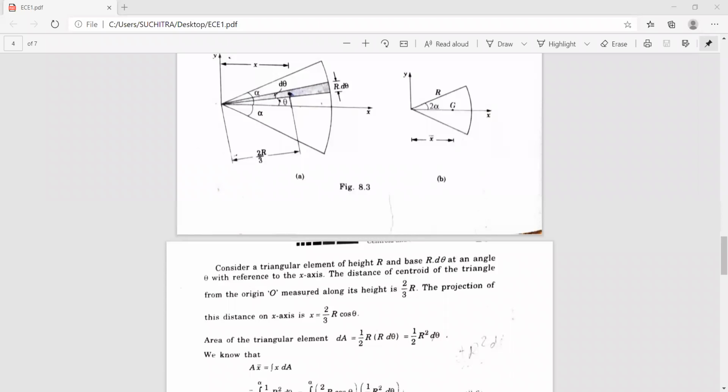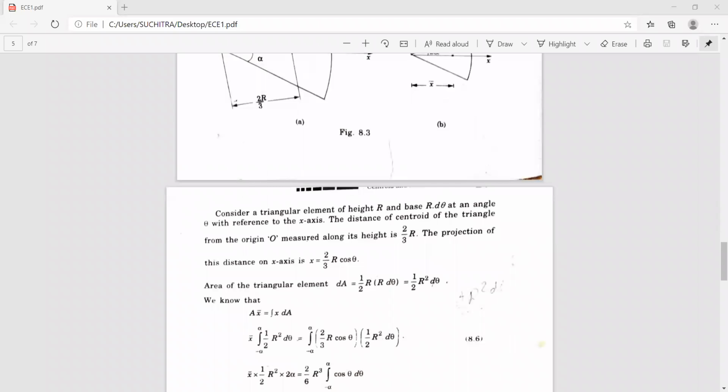So x bar is given by the equation. We know that A x bar is equal to the integral of x dA. We have to use this equation because we want this x coordinate distance. Now we know what x is: we have calculated it here. The value of x is 2/3 r cos theta, and the area of the elemental strip dA is half r square d theta. So we substitute the values of x and dA in this equation.